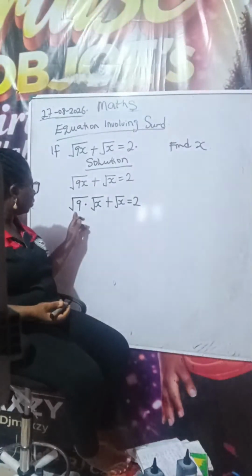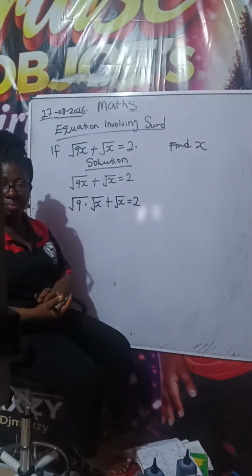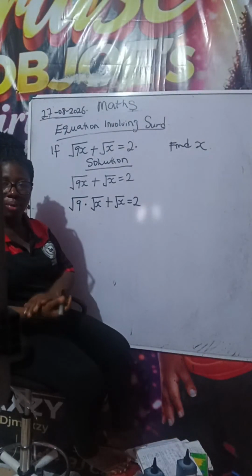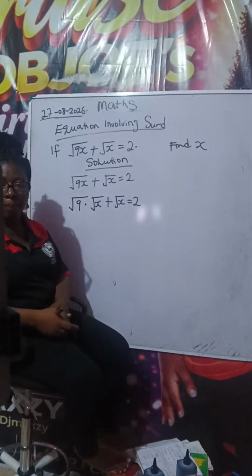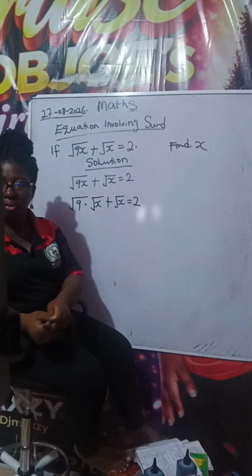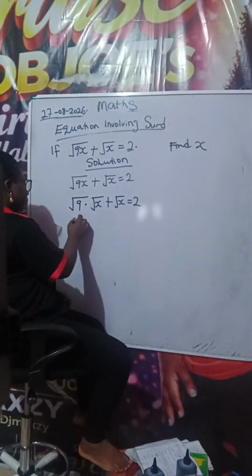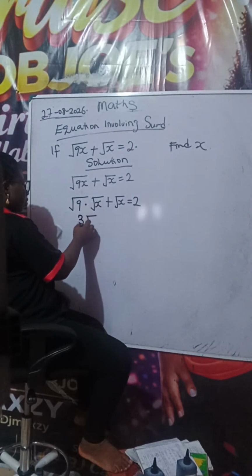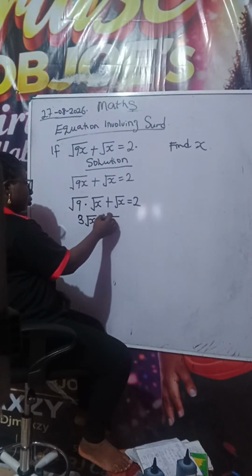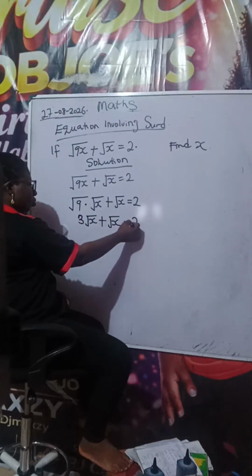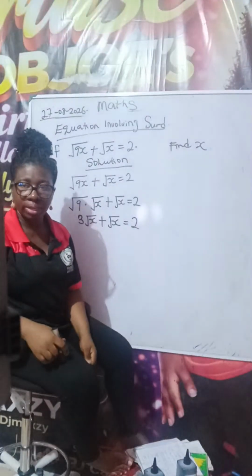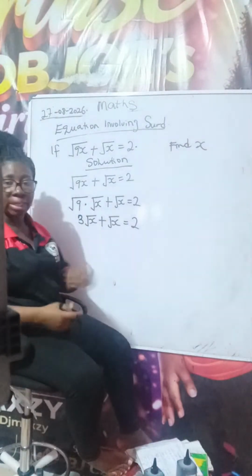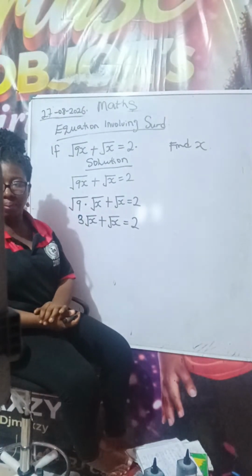Now, what is the square root of 9? So the square root of 9 is 3, correct? So we have 3. Now 3 times root x will give you 3 root x, plus root x equals 2. Did you understand it? Why do we have 3 root x like this? Did you get it?